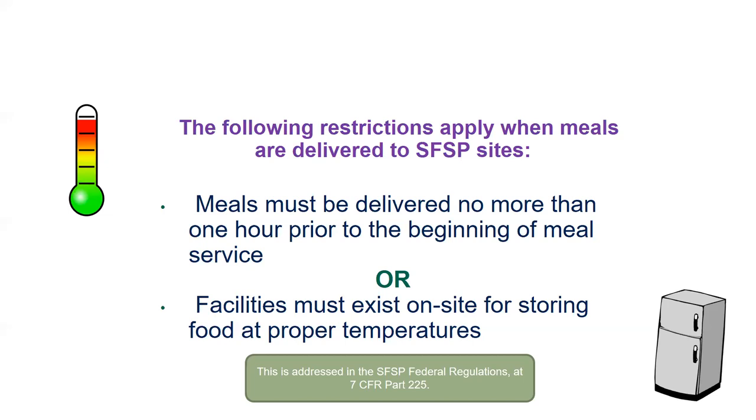And that regulation, I looked it up this morning, can be found specifically under the summer federal regulations, which are 7 CFR part 225. This particular regulation can be found at 7 CFR 225.16(c)(2), C as in cat, 2. And that's under the meal requirements section of the federal reg. So 7 CFR 225.16(c)(2).